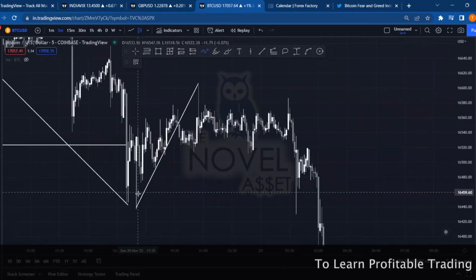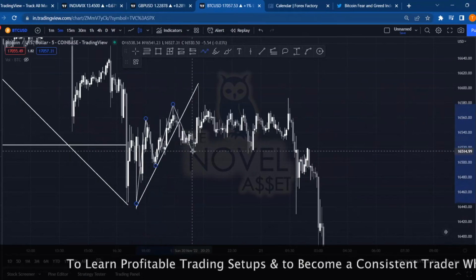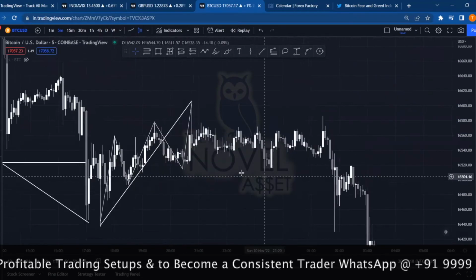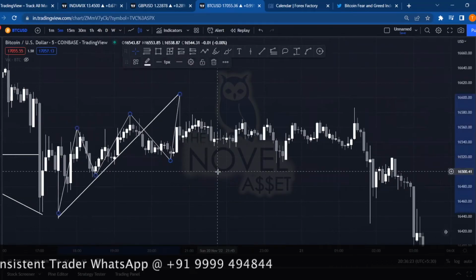If you look at the very minor structure over here, price made a series of higher highs and higher lows over here. Price made a series of higher highs and higher lows over here. Look at the structure, right? And it will give you the exact points where you have to sell.